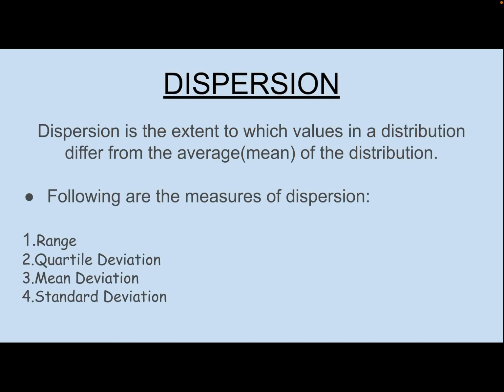For example, students, if you're given some observations, you find out the mean of that observation and you want to know how much the values or the observations are different or away or dispersed from the actual mean. The measures that help in calculating the dispersion of data are called measures of dispersion. As seen, dispersion is the extent to which values in a distribution differ from the average, which is also called the mean of the distribution.